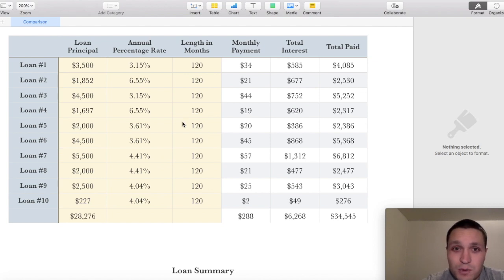And hey, that's not just for student loans. It can be for credit card debt or any kind of debt that you have that you want to get paid off. It can help you come up with a plan to get it done.